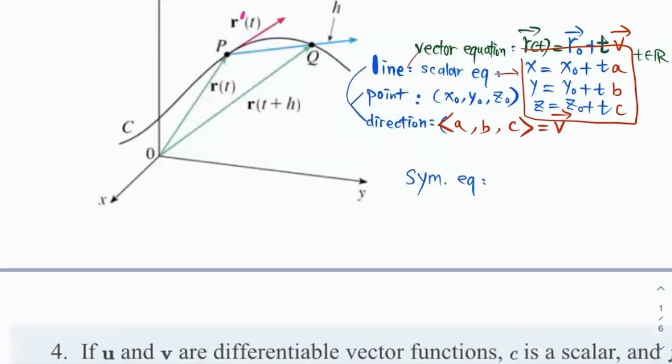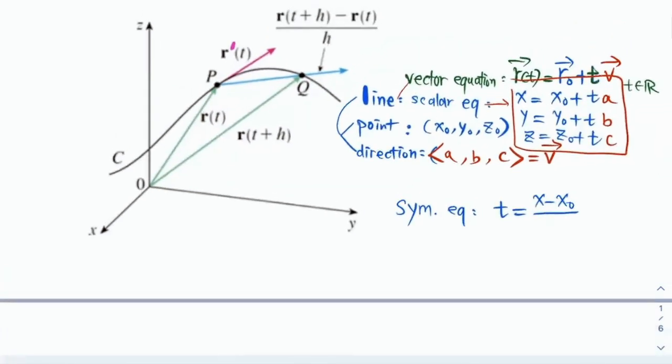Someone put that t is equal to what? X minus x naught over. Well, if you're looking at this equation and you solve for t, how do you solve for t here? We can solve for t by subtracting x naught from x and then dividing by what? A. Then with this one, y minus y naught divided by b is t.